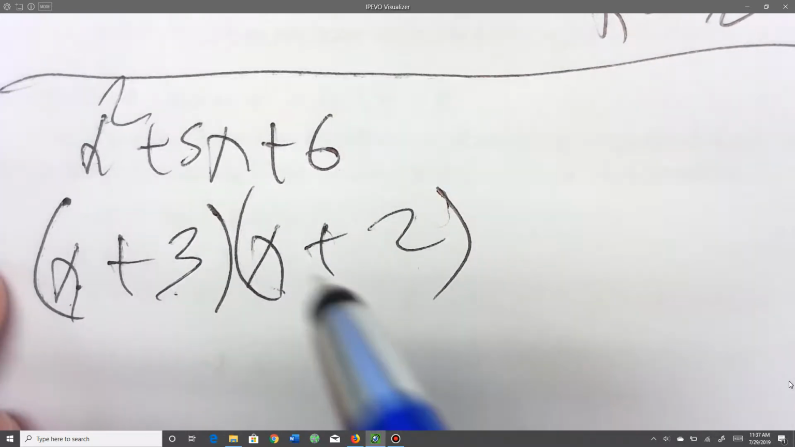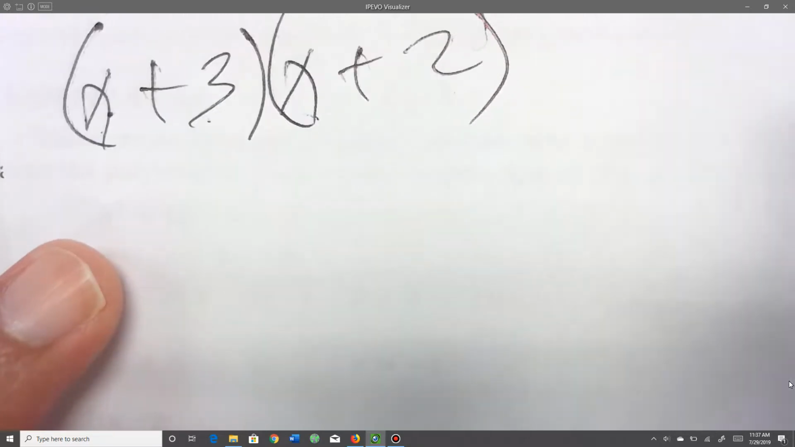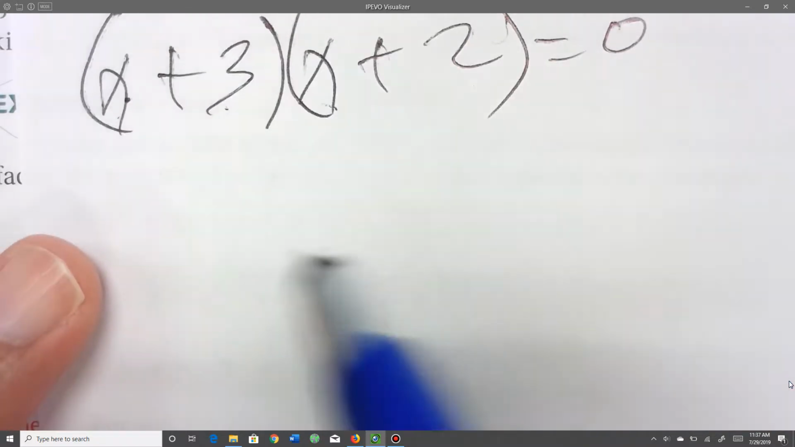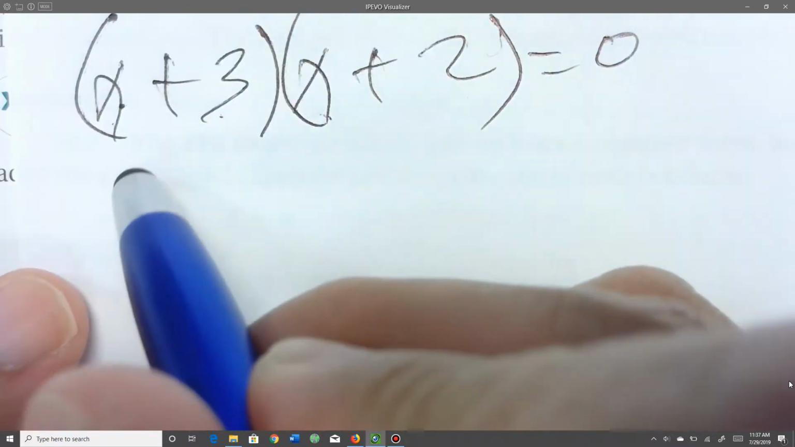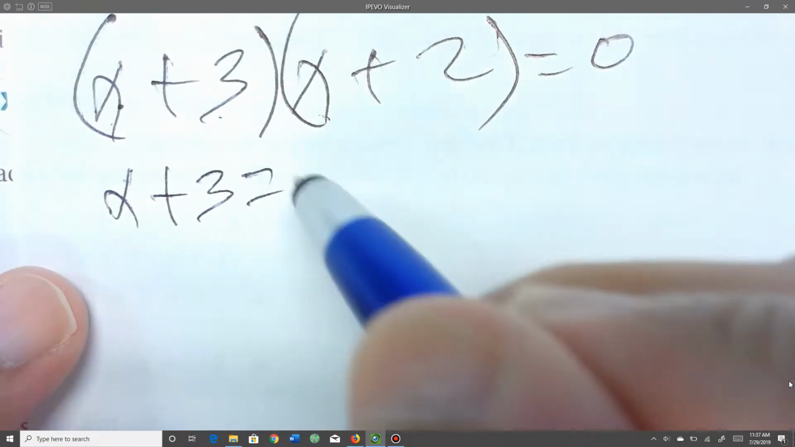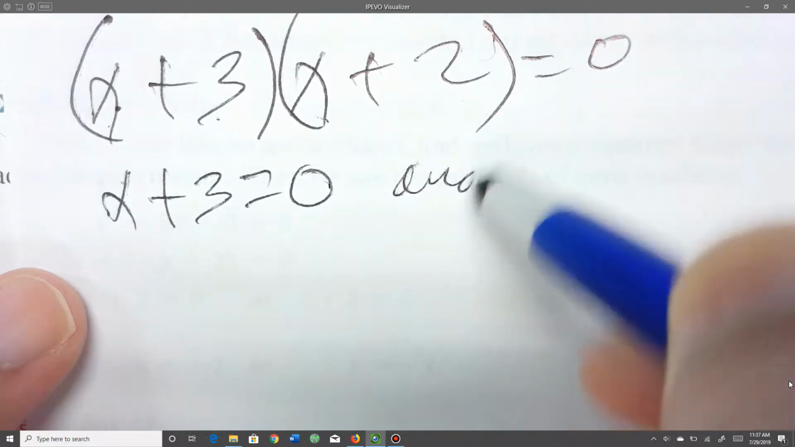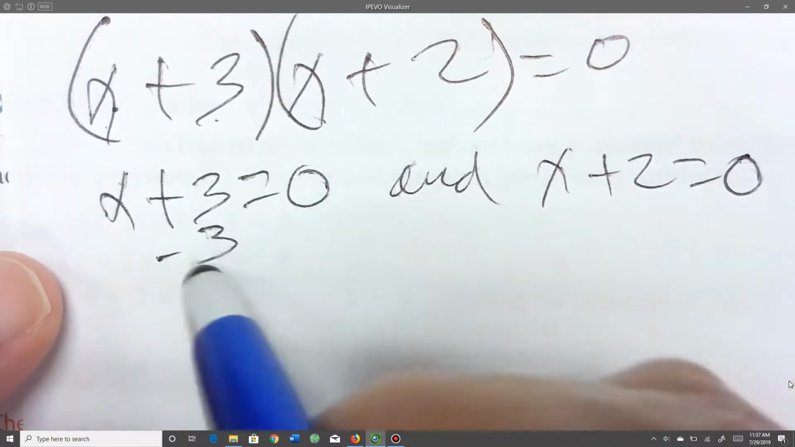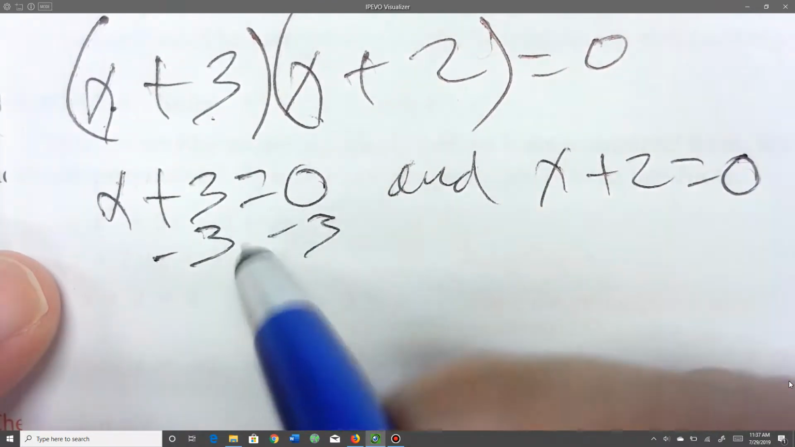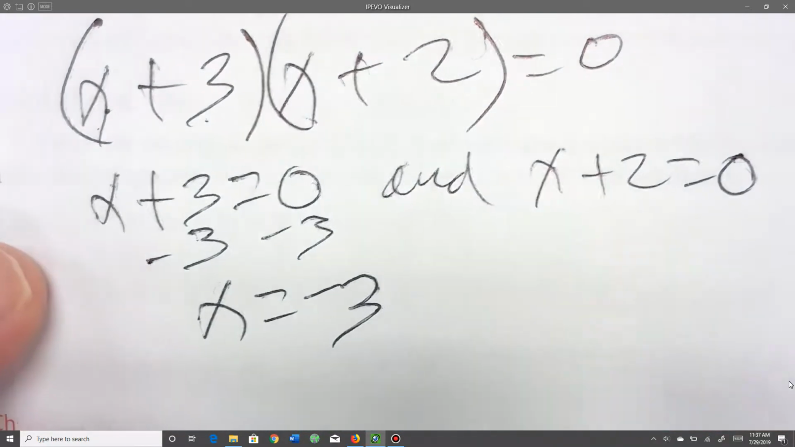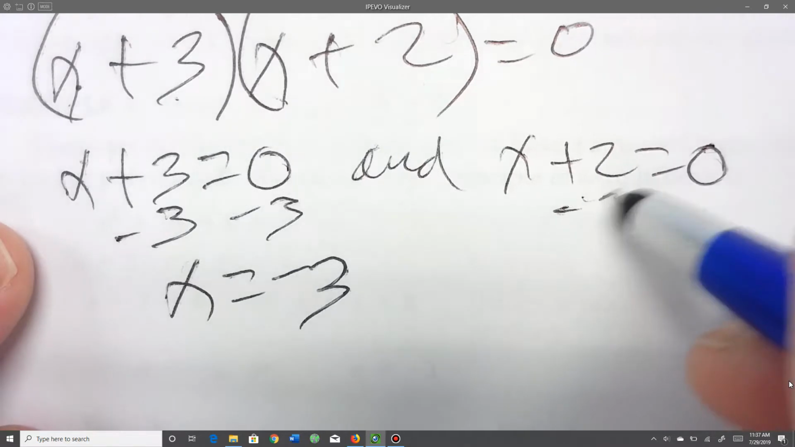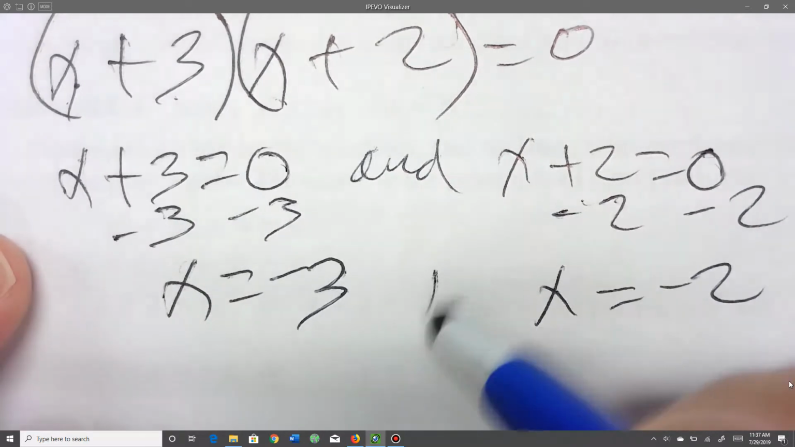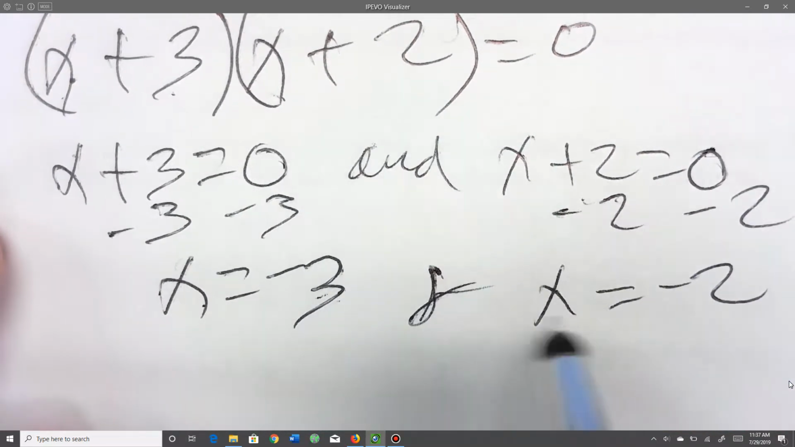So now that I have my two factors, by the way, this is equal to 0, therefore each factor can be set equal to 0, which is what allows us to set this as two different equations. x plus 3 equals 0 and x plus 2 equals 0. Okay, just now solve for x. Subtract 3 from both sides. x equals -3. Subtract 2 from both sides. x equals -2. There it is. That's x equals -3 and x equals -2.